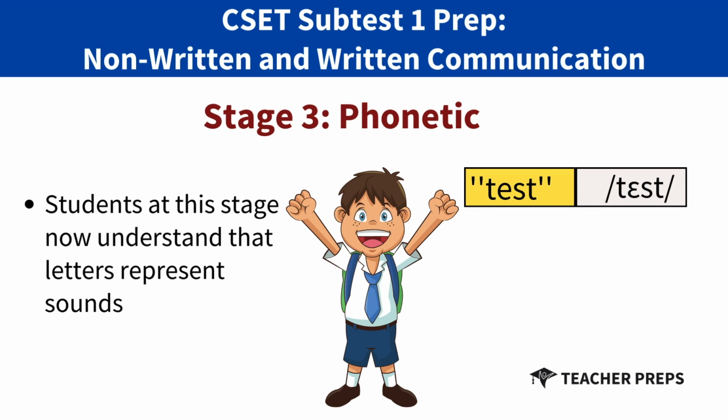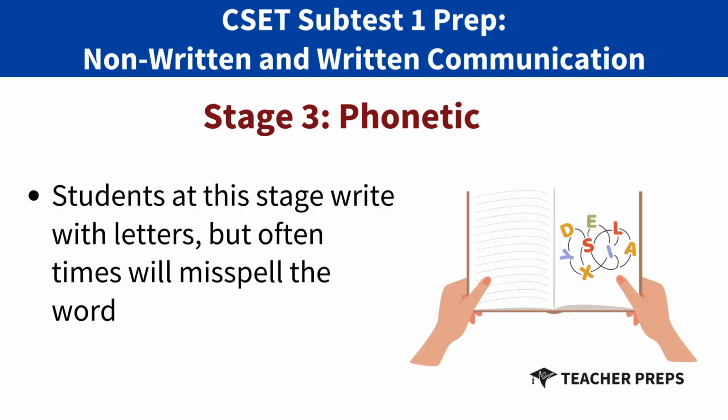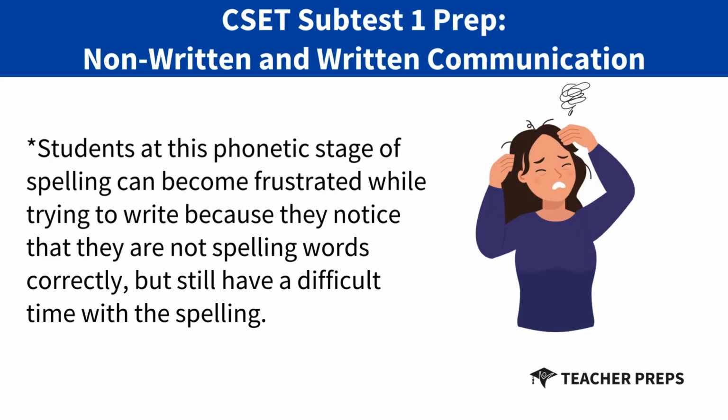Now, here we move on to stage number 3 in spelling development, and this is called the phonetic stage. And it's when students understand that letters represent sounds. And students at this stage write with letters, but they oftentimes misspell words. Important to note here, teacher to teacher, students at this phonetic stage of spelling can become frustrated because they know what they're spelling is incorrect. They can see it's incorrect.